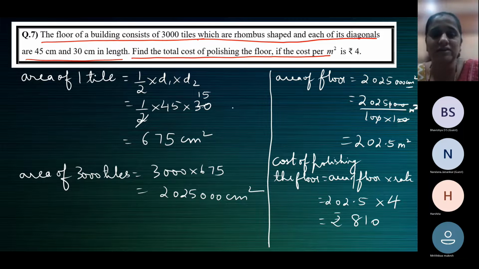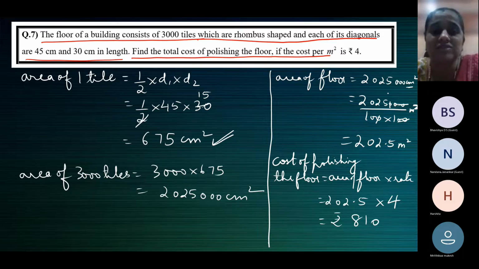So step 1, we find the area of one tile using the formula half d1 d2, and that is 675 centimeters square, because we have the values in centimeter, 45 centimeter, 30 centimeter. So the area of one tile is 675 centimeters square. Multiply that by 3,000 to find the area of 3,000 tiles. And the area of the 3,000 tiles is the area of the floor.